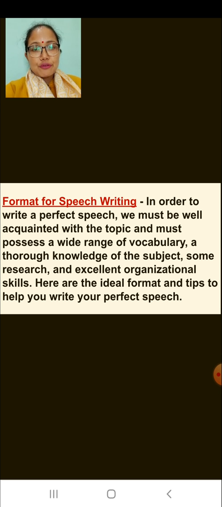Now, format for speech writing. What is the format? It is very important to know first the format of writing a speech. In order to write a perfect speech, we must be well acquainted with the topic and must possess a wide range of vocabulary, a thorough knowledge of the subject, some research, and excellent organizational skills. Here are the ideal format and tips to help you write your perfect speech.